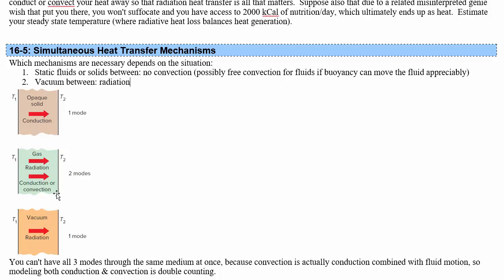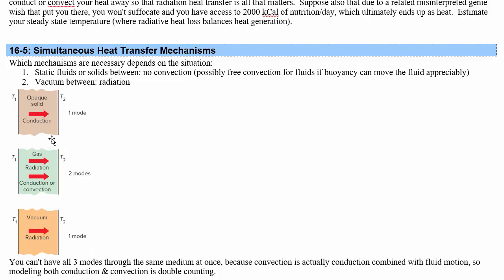In combination with convection for the air in the room, you can't have conduction, convection, and radiation, and that's because conduction and convection are simultaneously modeling the same kind of phenomenon. Convection is just conduction plus fluid motion. So when you have convection, you can't also have conduction through that same medium. You're already accounting for the conduction with the convection heat transfer coefficient.